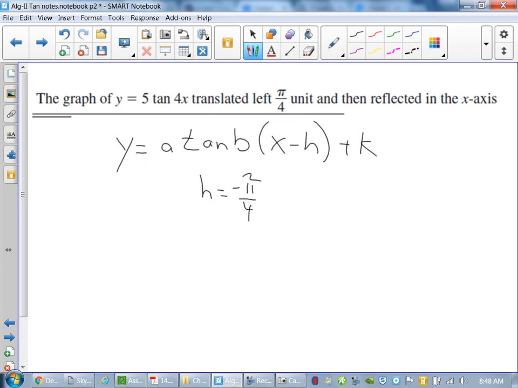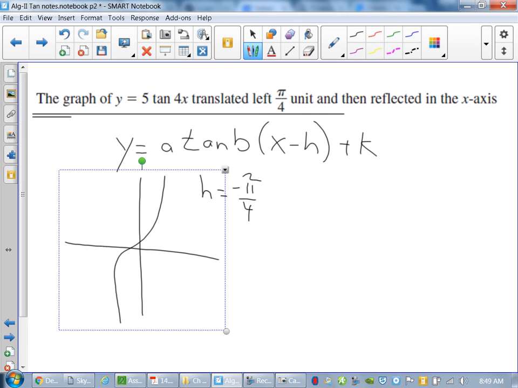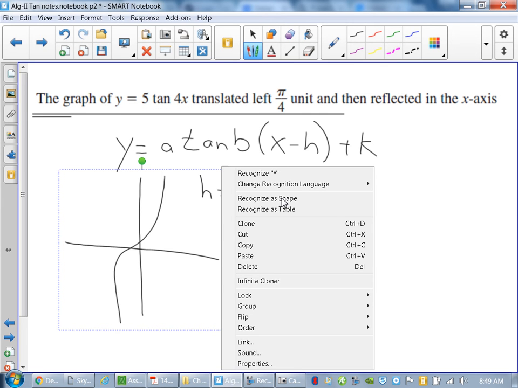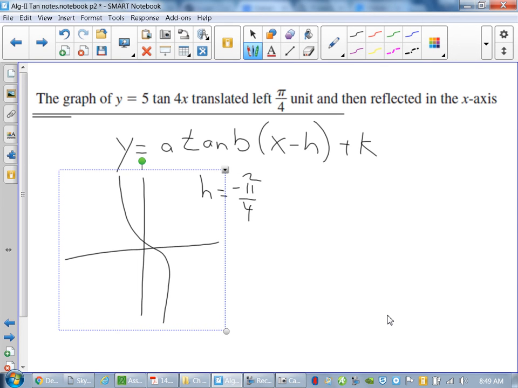Is there any k, is there any vertical shift in this problem? No. But what does it mean to reflect? When you have a tangent graph, this one is moving and doing this somehow. If it reflects, you're no longer dancing up, you're dancing down. That means this whole graph gets flipped.